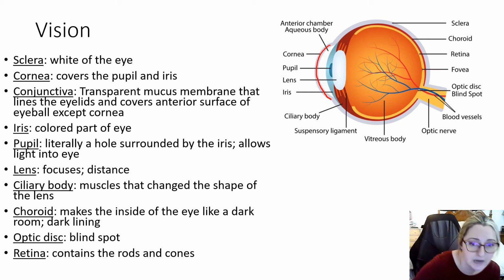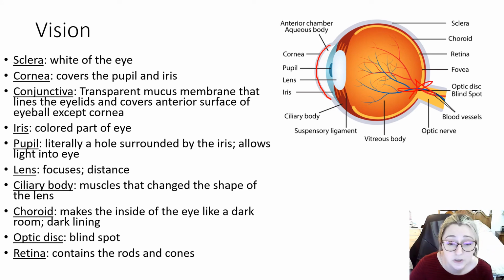And then you do have the optic disc, which is going to be right here. Your optic disc is also known as your blind spot. This is where the nerves and blood vessels are going to come into the eye.